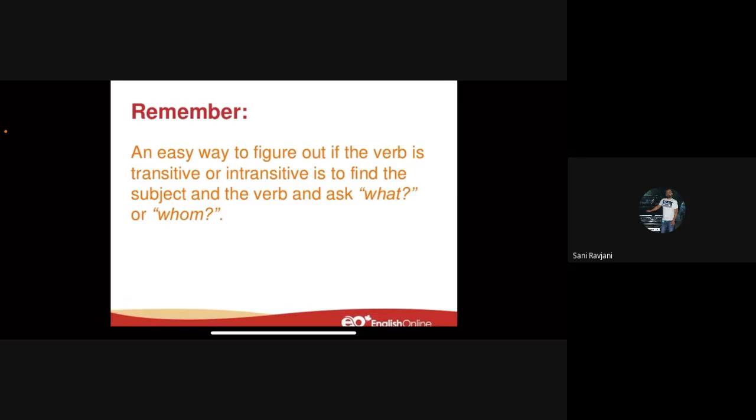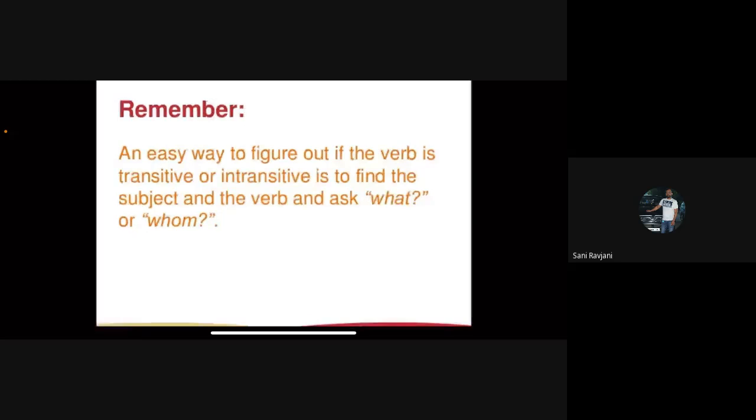Okay. For this, now you can take screenshot. This is important. I will read. As I was teaching you, the same thing is written over here. Remember, an easy way to figure out if the verb is transitive or intransitive is to find the subject and the verb and ask what or whom. When you ask the question what, you will get direct object. When you ask the question whom, you will get indirect object. And if object is there in the sentence, it is transitive verb. Otherwise, it is intransitive. But first of all, you will find out the verb in the sentence.